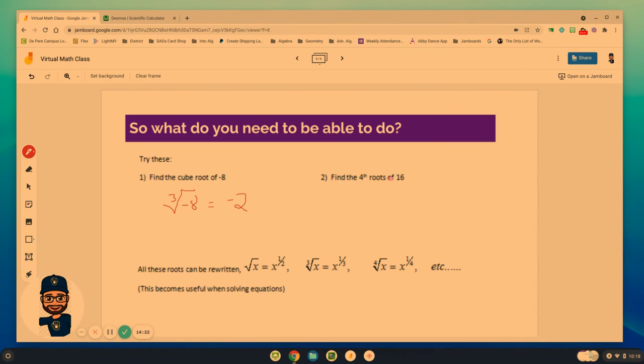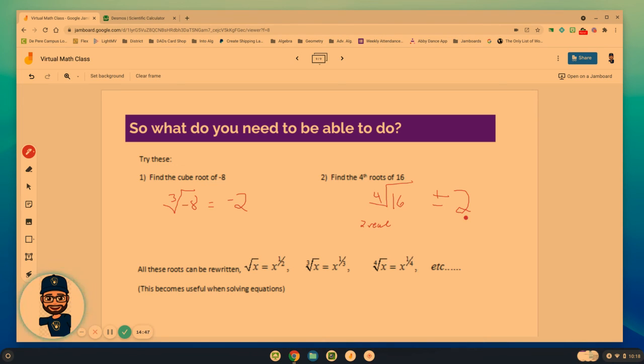The fourth root of 16. We've got a positive number here with an even root. That means we're going to have two real answers, right? I should have 2, meaning I'm going to get positive, negative, whatever fourth root of 16 is. 2 times 2 times 2 times 2.